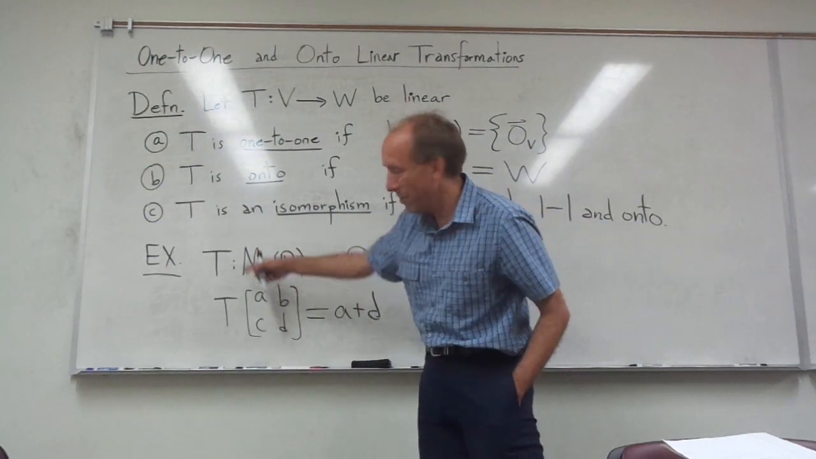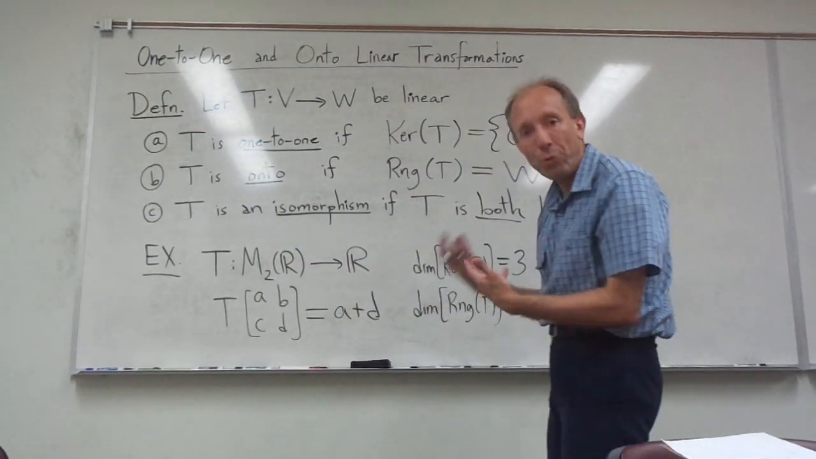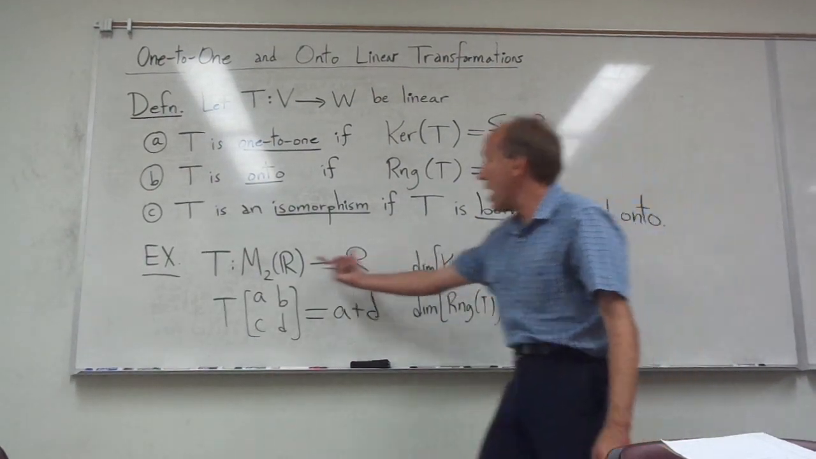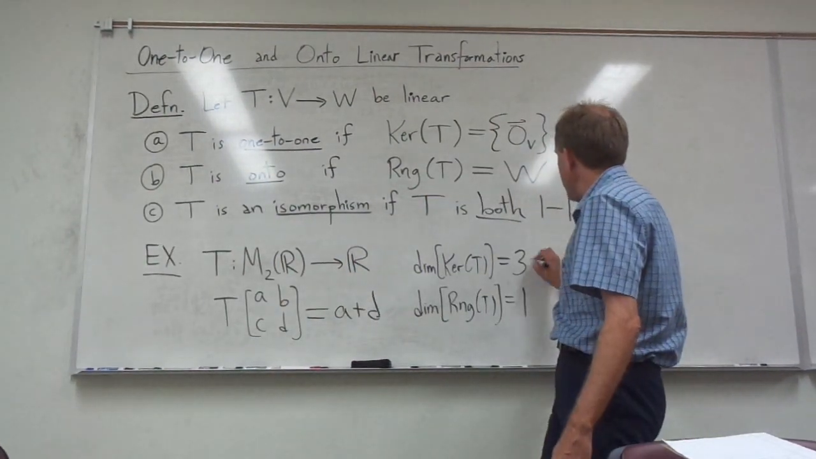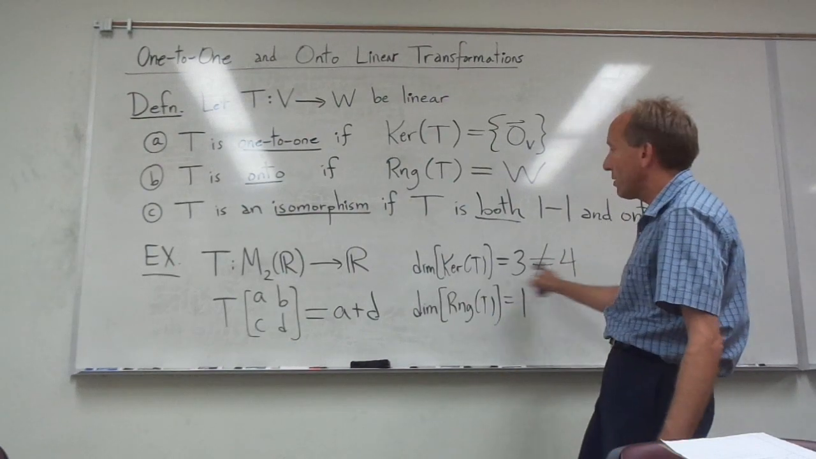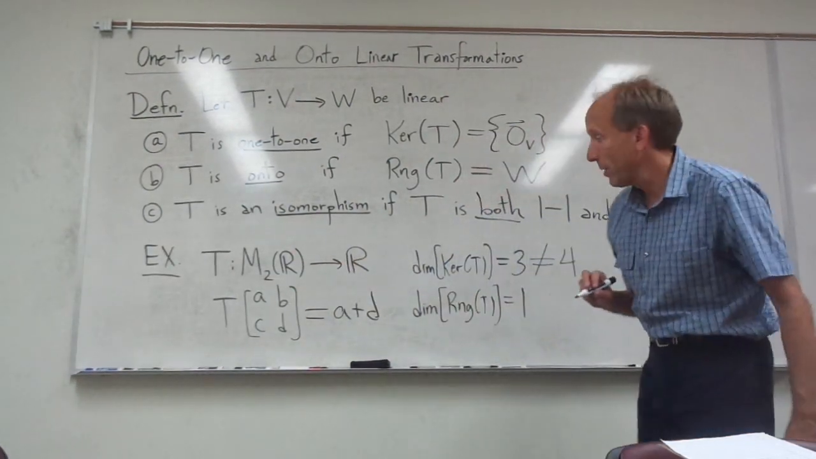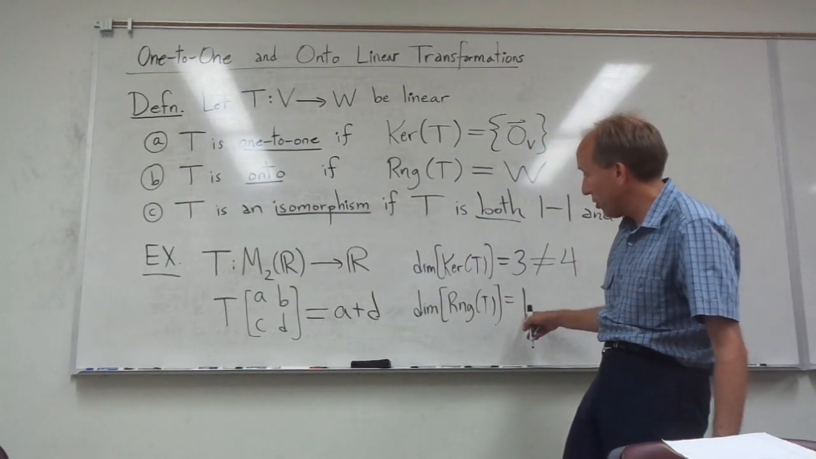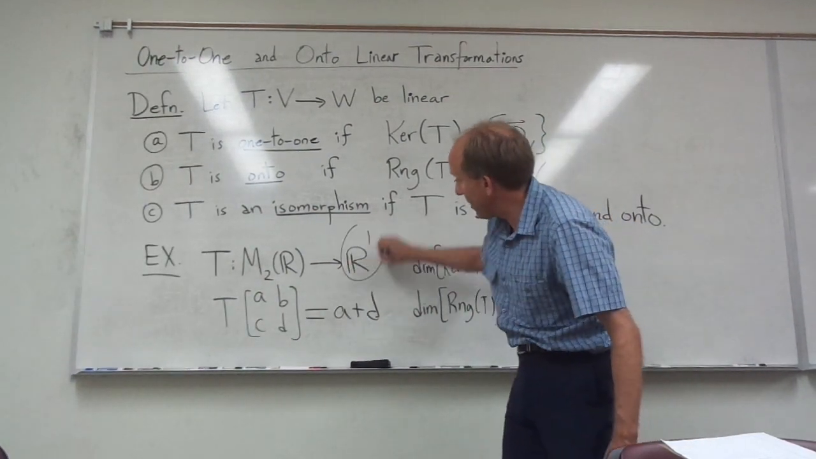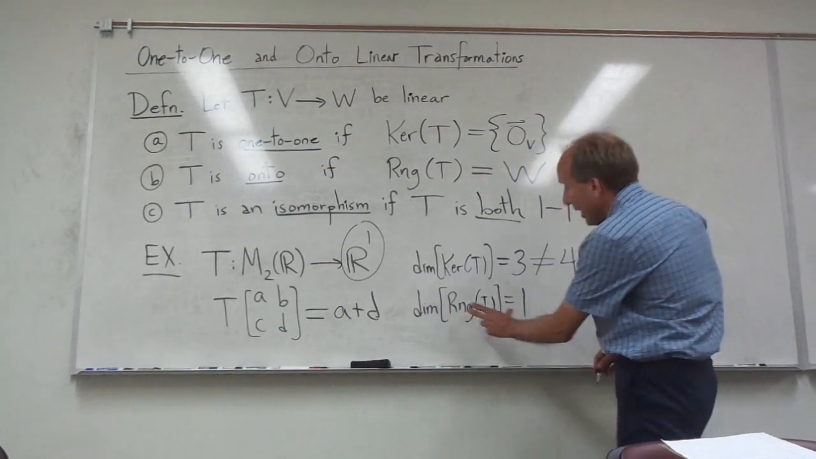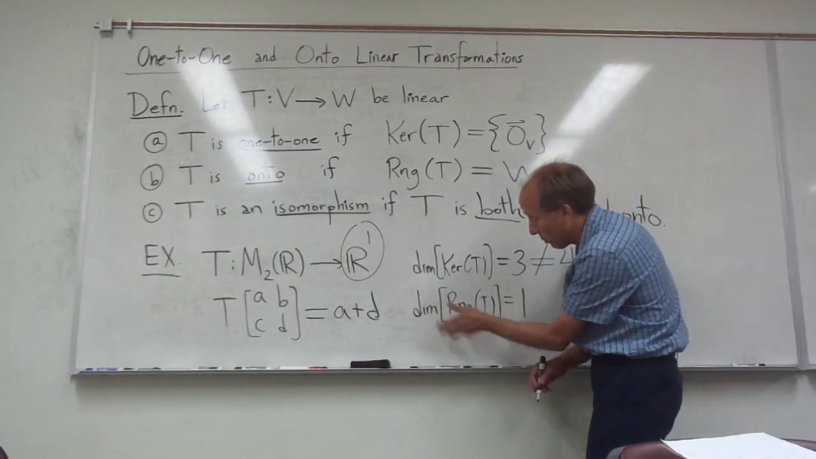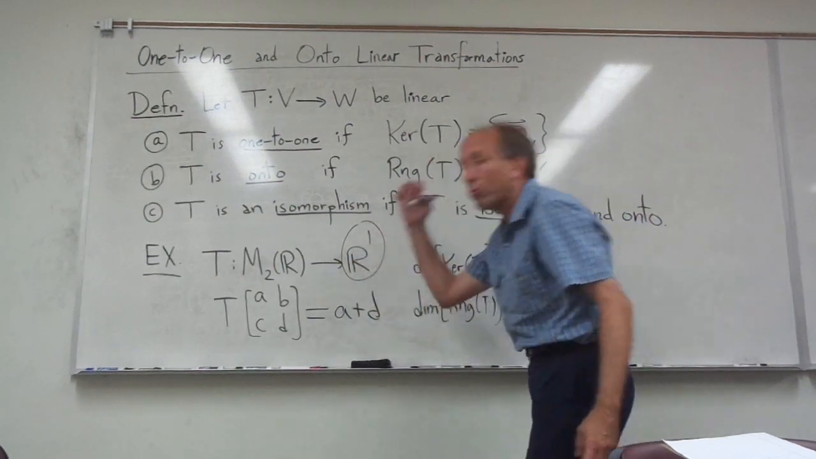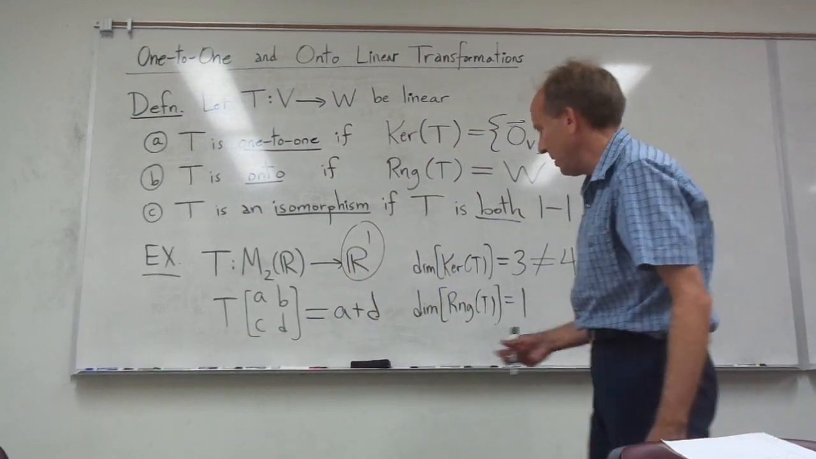4 is the dimension of M2 of R. That's the general rank-nullity theorem there. But you'll notice that the kernel is not equal to the whole V, because V is 4-dimensional. However, if you look at the range of T, which is 1-dimensional, that is the dimension of W. So the fact that the range is 1-dimensional means that the range will be the whole real numbers.